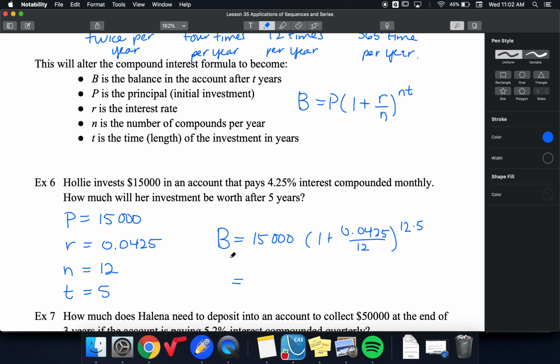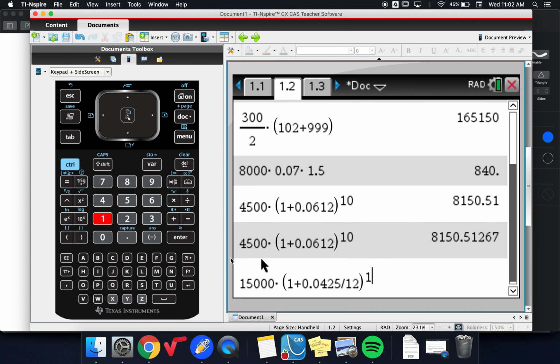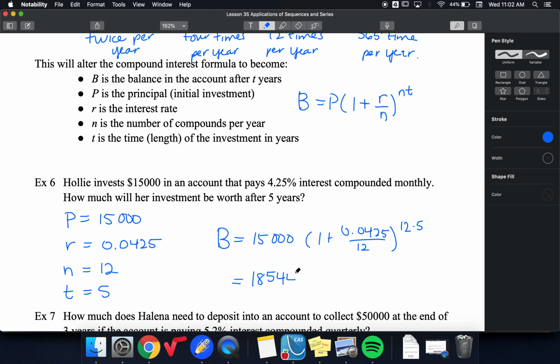And you don't need to simplify this any further, right? Just go straight to your calculator. 15,000 times 1 plus 0.0425 divided by 12 raised to the 12 times 5. And again, we're going to round up, although if the bank is paying you out, they might want to round down. But we're going to round up and say $18,544.53. So if you were asked how much does she earn in 5 years, we would have to subtract out her initial amount of $15,000. And wow, that is a lot of money to earn over the 5 years. To earn over $3,000, you would be really lucky to get something paying this amount of interest.